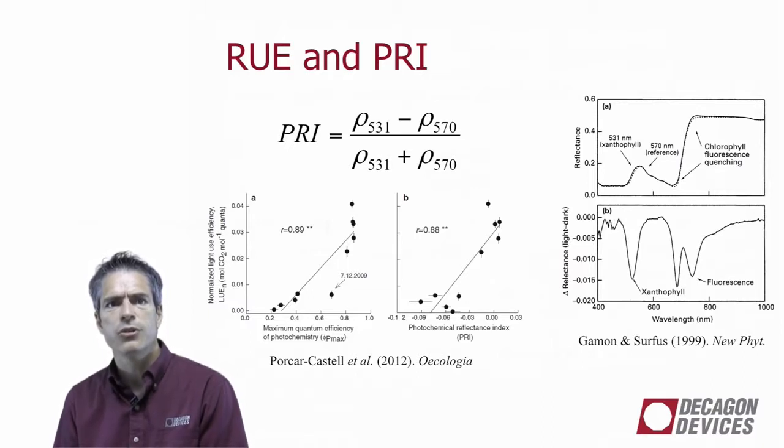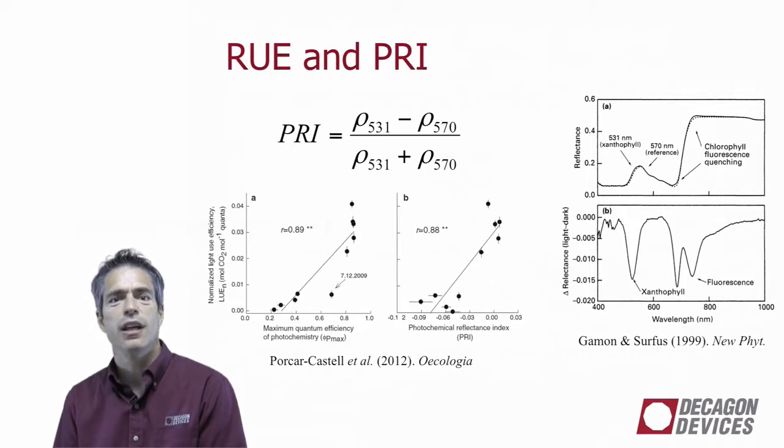Now, on the left-hand side, I want to focus you on the second graph over. We have on the y-axis the normalized light use efficiency and the photochemical reflectance index. I think these are for a bunch of Scotch pine that were being measured, and we have a good linear relationship between those two things.